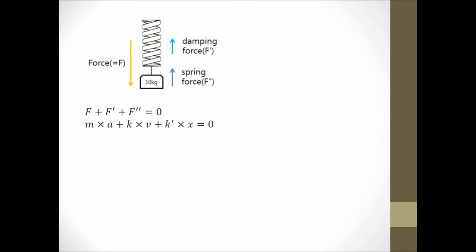F becomes m times a. F prime becomes k times v. F2 prime becomes k prime times s. m is weight, k is the air resistance constant, k prime is the spring constant.